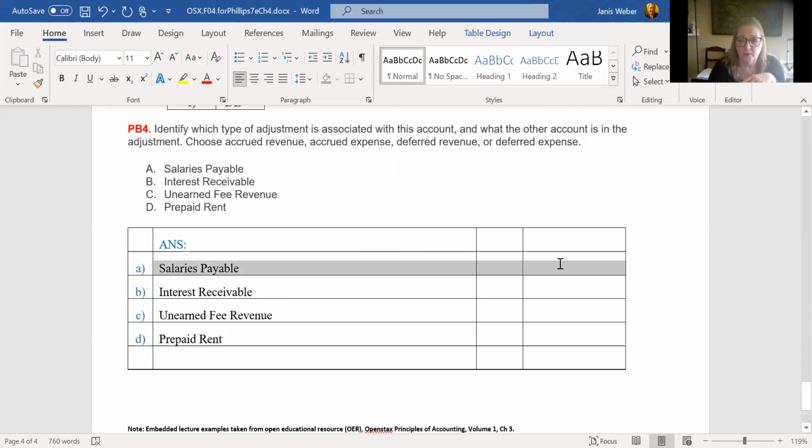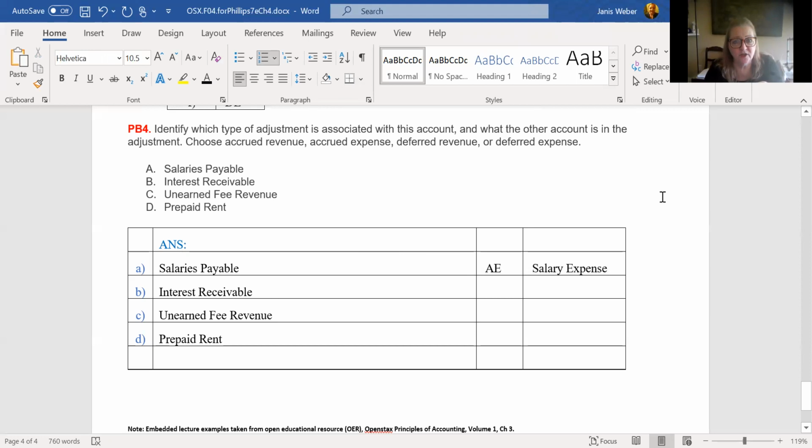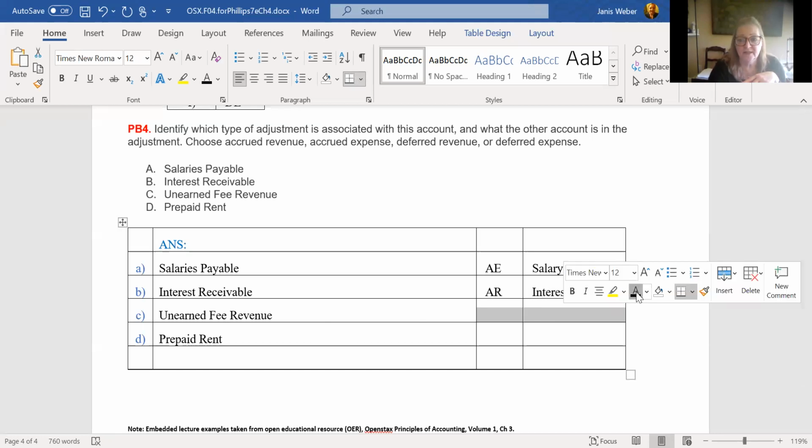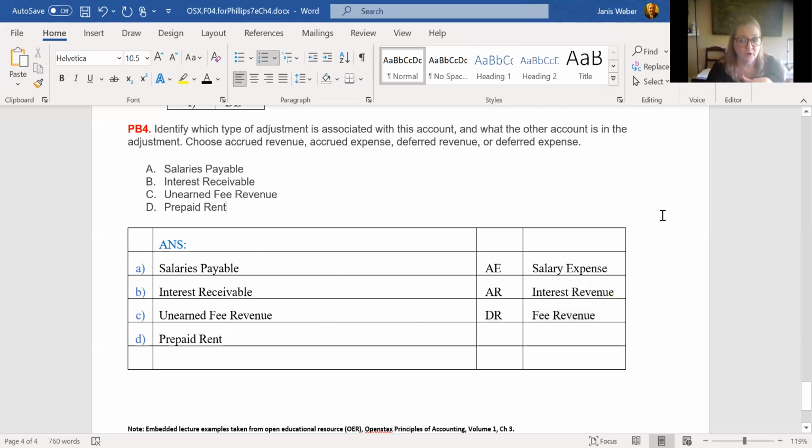Okay, so salaries payable. This one is accrued expense, and its partner account, the account that's associated with it, is salary expense. And then the second one is interest receivable. It's an accrued revenue, interest revenue. The third one is unearned fee revenue, and it is a deferred revenue. Its partner account is fee revenue, or fees earned. Then prepaid rent, it is a deferred expense, and its partner account is rent expense.